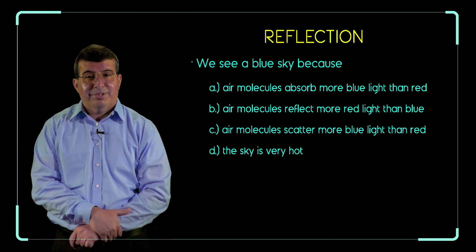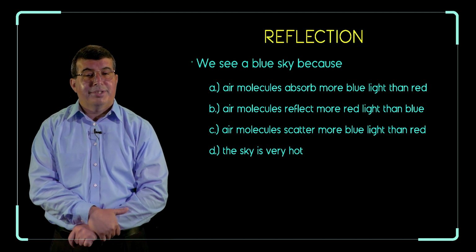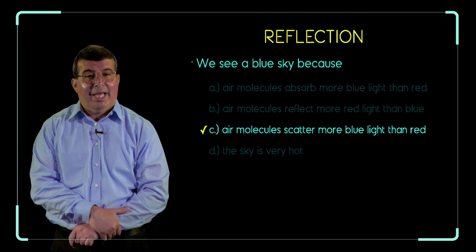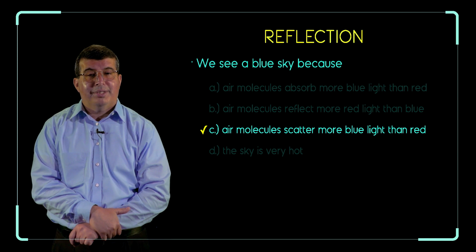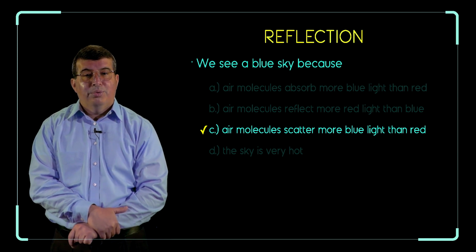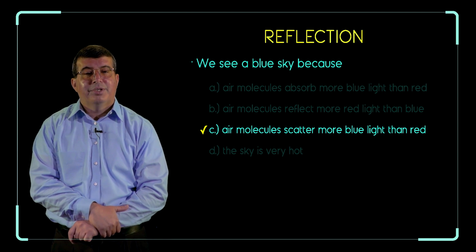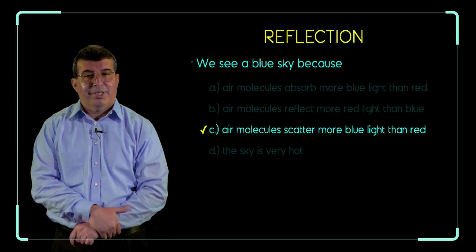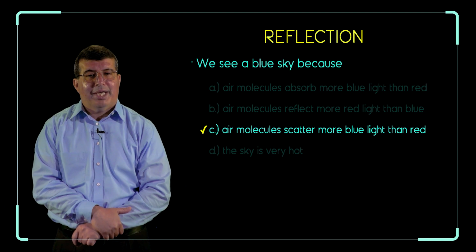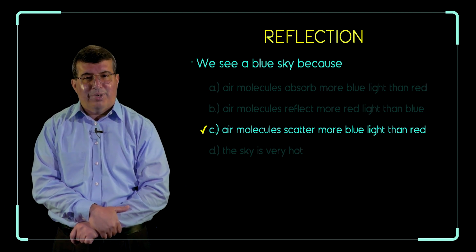The correct answer is we see a blue sky because C, air molecules scatter more blue light than red. The blue light that we see from the sky is sunlight that has been scattered to our eyes. So the correct answer is C, air molecules scatter more blue light than red.